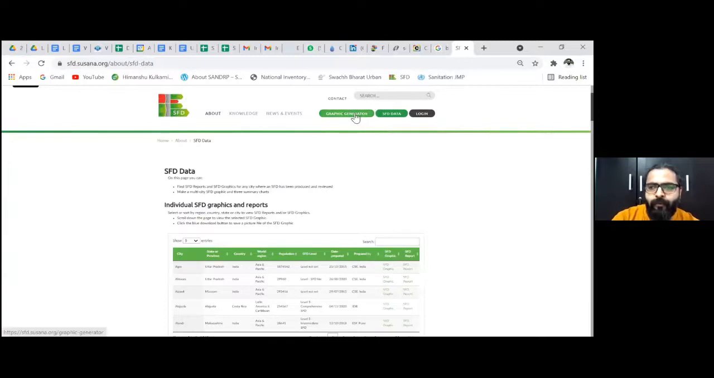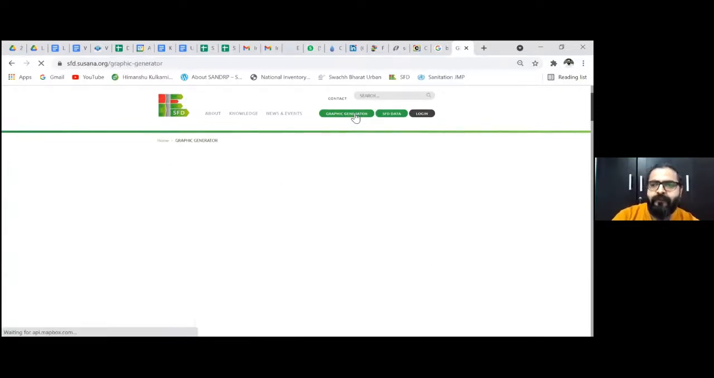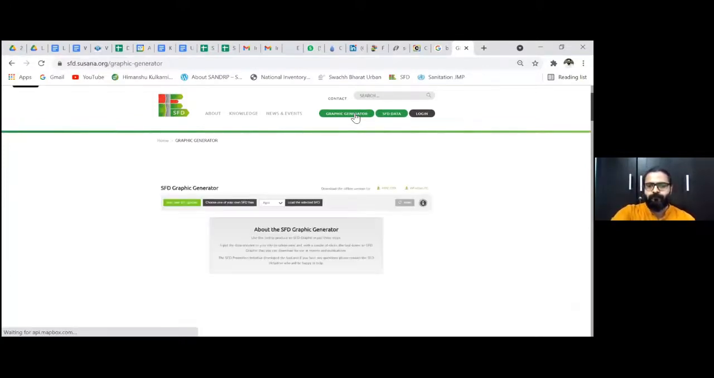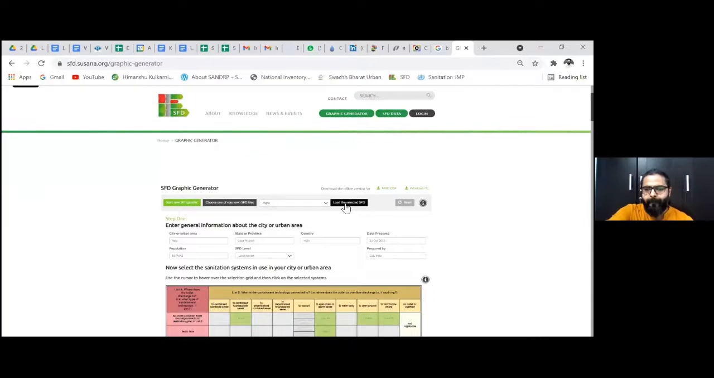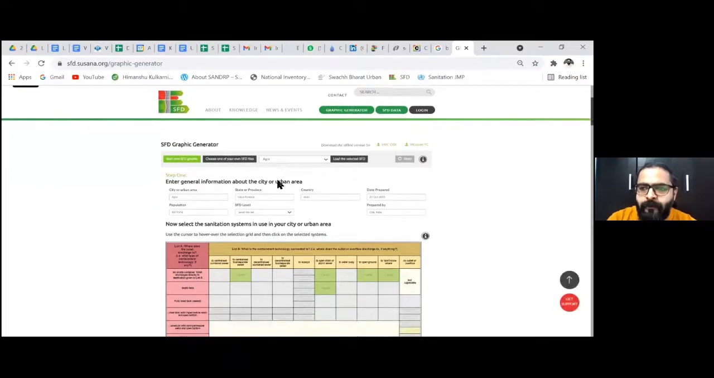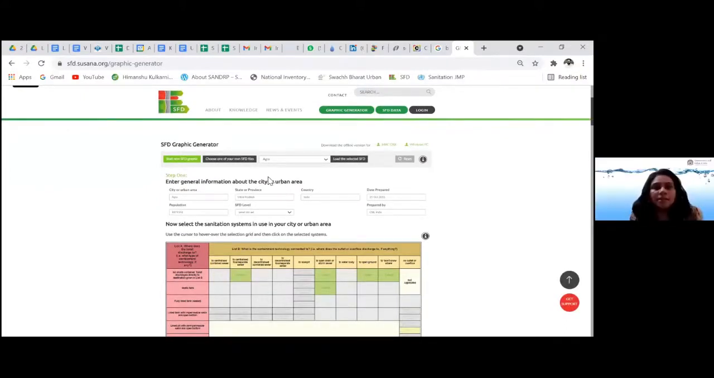But again, going back to the most important thing, which is the graphic generator. Here you could open up an SFD from an existing town, or you can start your own SFD as well. In the interest of time, let me just pick one of the towns, let's say Agra. I hope my screen is visible and it's not too small. You could enlarge it a little bit.